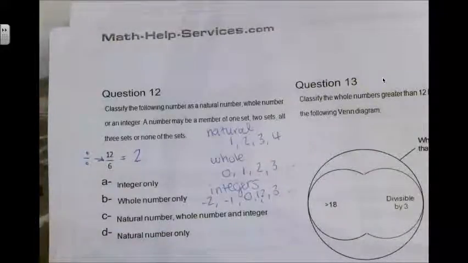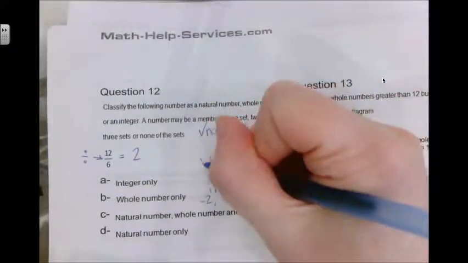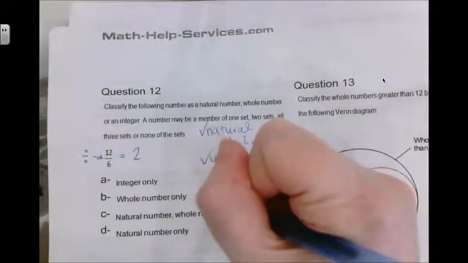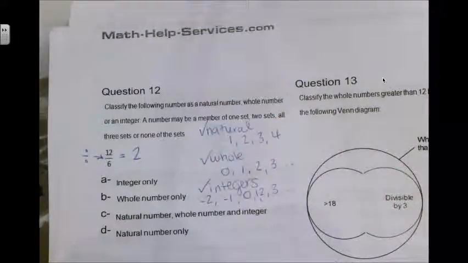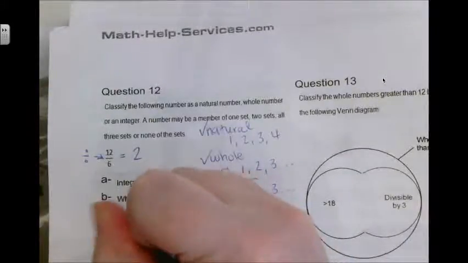So now it's not actually a fraction that we're looking at. It's a regular number that we're able to reduce. It doesn't come out as a decimal number. So 2 is a natural number. It is also a whole number. And it is an integer. So in this case, it's natural number, whole number, and integer. So the answer is C.